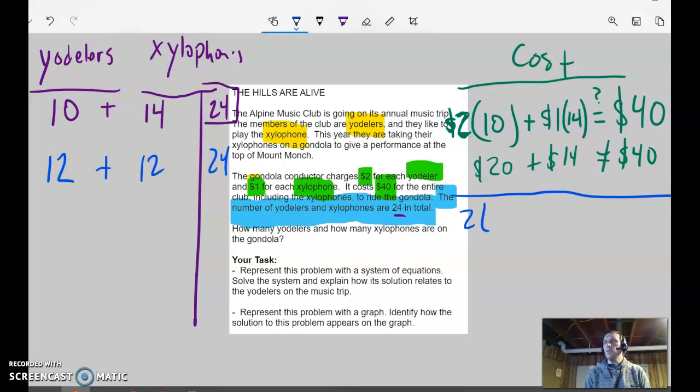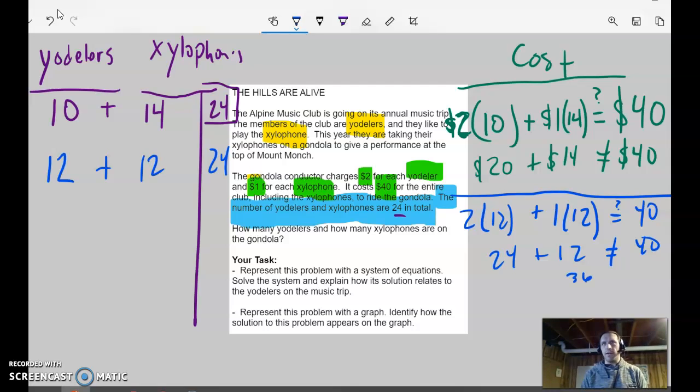So it's going to be $2 times 12 yodelers, plus $1 times 14. Well, not 14 this time, duh. Come on, Winter. $1 times 12. Does that equal 40? All right, so 2 times 12 is 24. 1 times 12 is 12. Nope. I know 12 and 24 is 36. So that does not work.